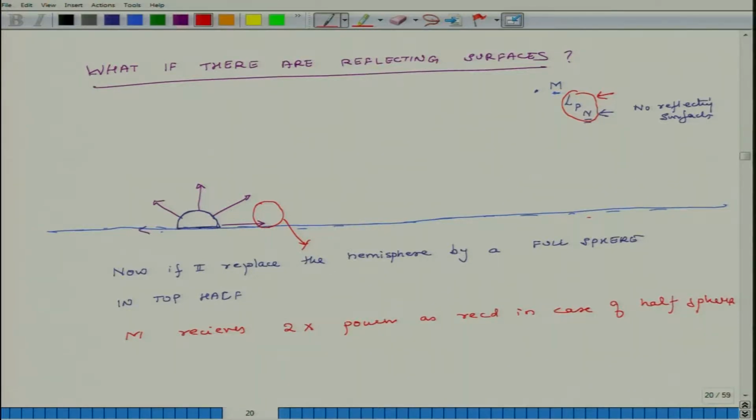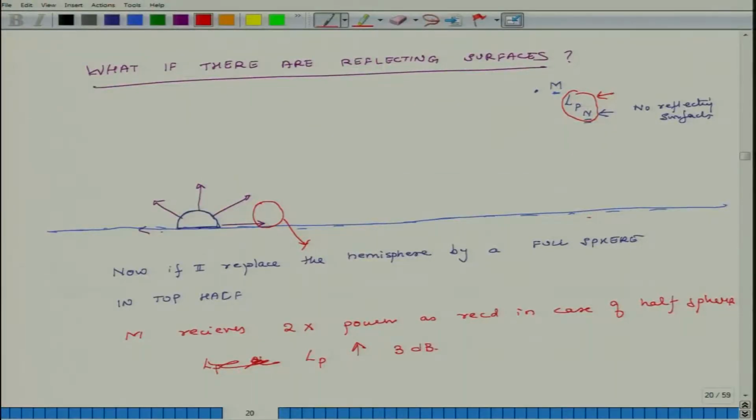right. So in this case, if it gets 2 times the power, what will happen to this sound pressure level? It is 10 log of power divided by reference power. So LP goes up by 3 decibels, okay, because 10 log of 2, log of 2 is 0.3, so 10 times 0.3 is 3. So if I have one reflecting plane going through the middle of the sphere and the whole sphere is above that reflecting plane, then my sound pressure level goes up by 3 decibels. Okay. Now this is only for one reflecting plane.